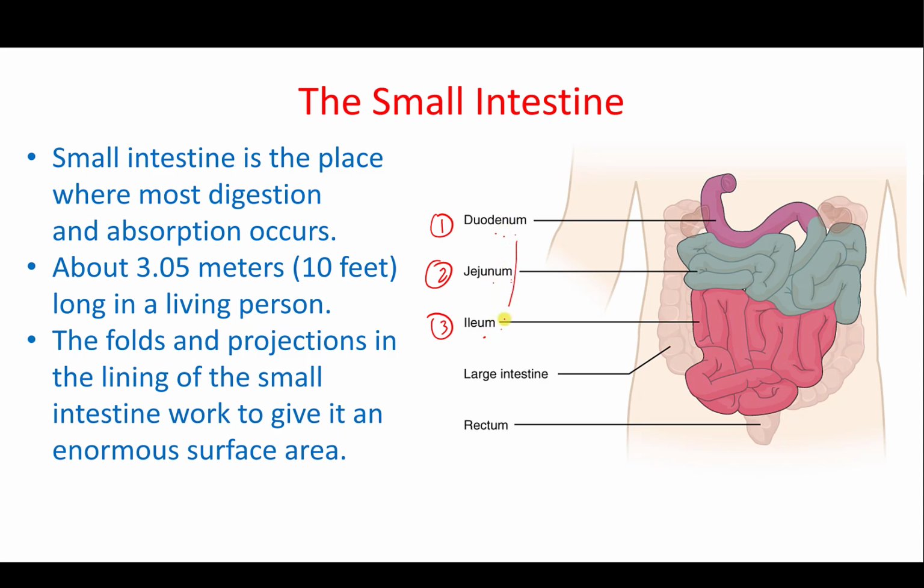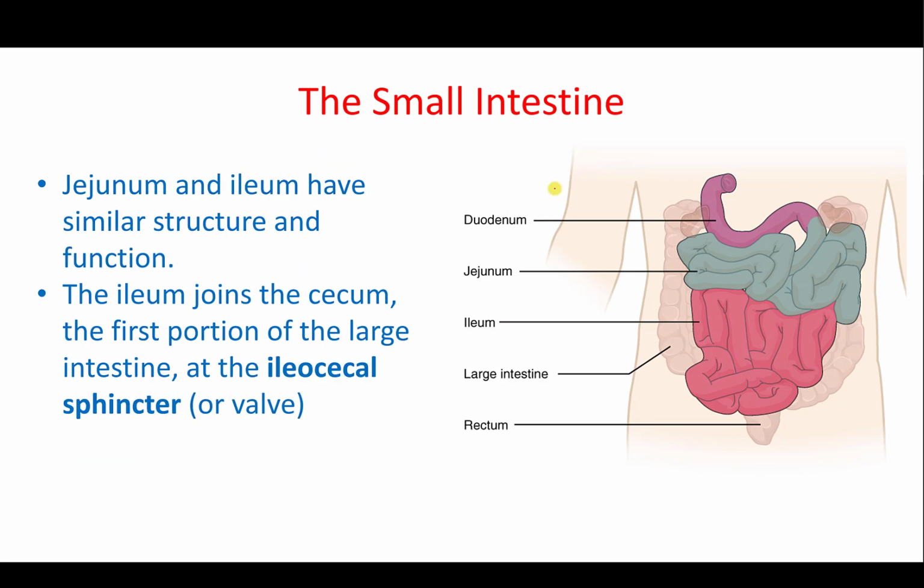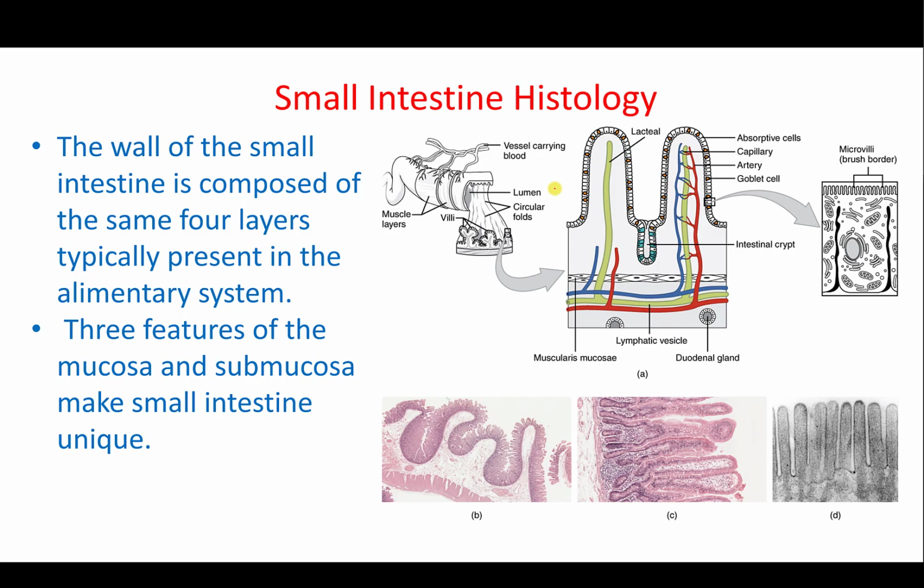But in general, all of them are very similar in structure, and all of them perform the same function, which is the big function of the small intestine: chemical digestion and, importantly, absorption. So most of the absorption of the nutrients happens in the small intestine. Now, to allow the small intestine to do those two processes, there are modifications, and technically there are three modifications.